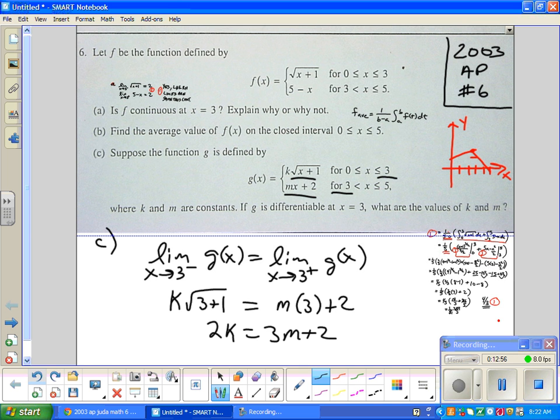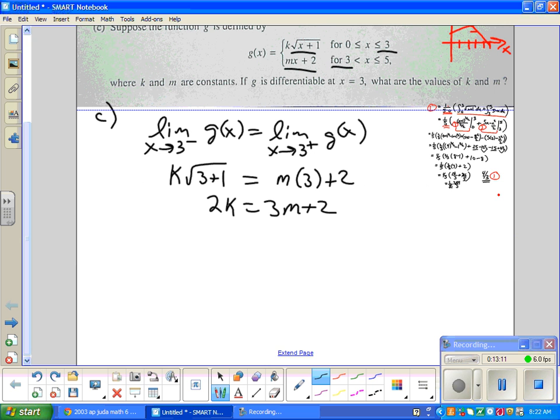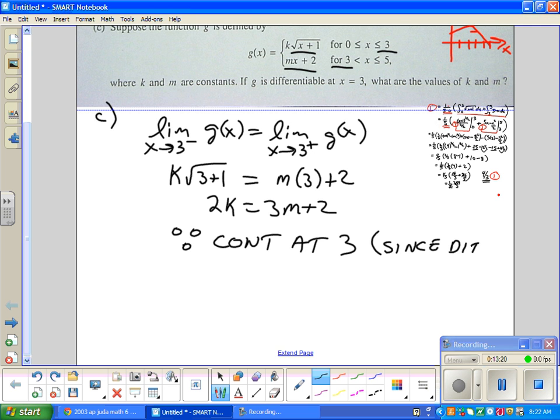And that is because, it doesn't say justify, does it? If it said justify, you'd have to write a reason here, a sentence that says, if the function is differentiable at 3, it's continuous at 3. I don't have to do that this time, okay? I might, though, just write because continuous at 3, since differentiable. You know what I mean? That's what's happening. I don't think I have to write it, but I'll write it anyway. Okay, one equation, two unknowns.